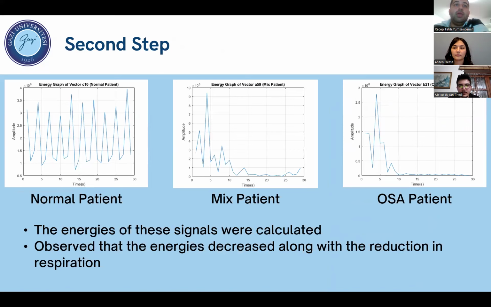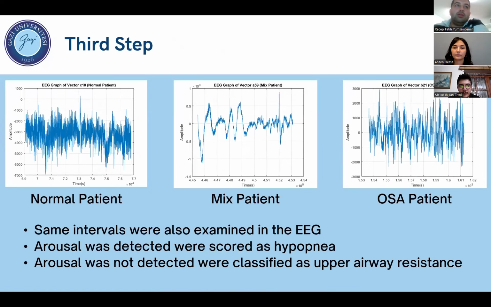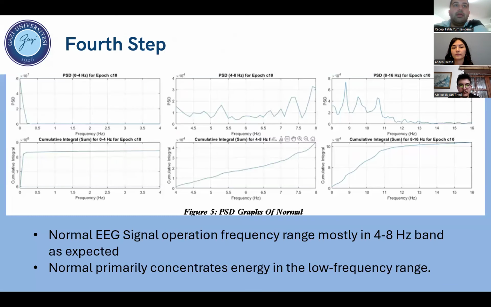Next. In the second step, we calculate the energy of the respiratory signals. It was observed that the energy of the signal decreased proportionally with the reduction in respiration. Next. In the third step, we examine the corresponding EEG data for the same intervals where respiratory changes were observed. Arousal events detected in the EEG data were classified as hypopnea, while intervals without arousals were categorized as upper airway resistance.